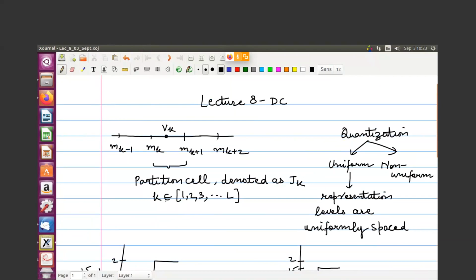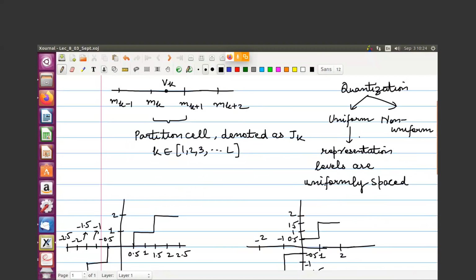And we know that k will lie from 1 to L because we have divided the whole amplitude range into capital L levels. Okay. So we said that quantization is uniform and non-uniform. Now, what is the meaning of uniform quantizer? Uniform quantizer simply means that the representation levels are uniformly spaced.